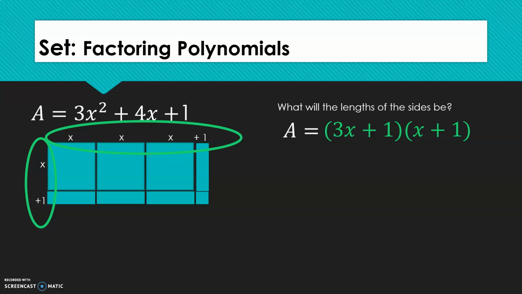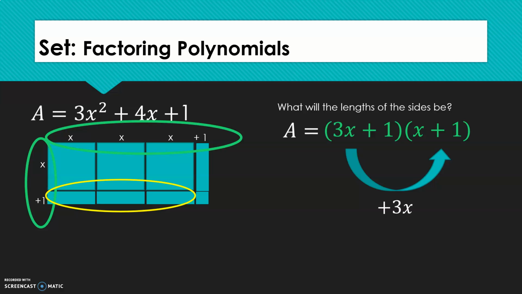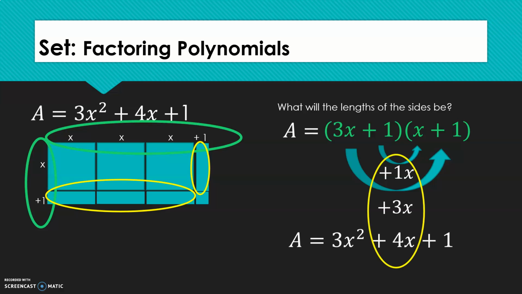Let's check this using FOIL. We have 3x times 1, which is 3x, 1 times x, which is 1x. That gives us our 4x in the middle. So we have 3x squared plus 4x plus 1.